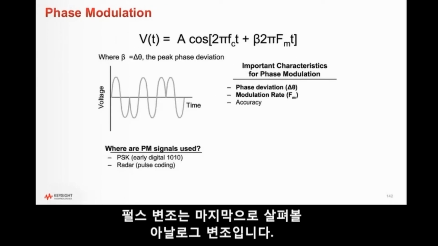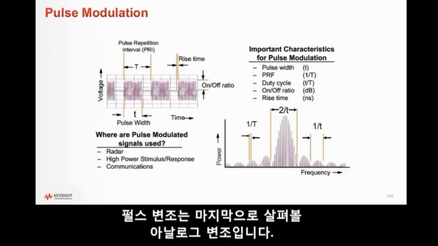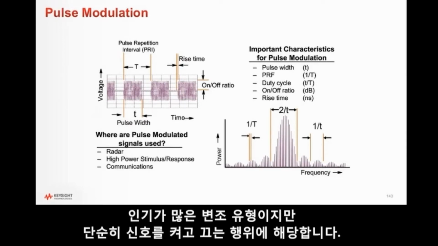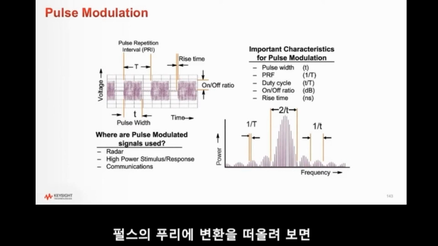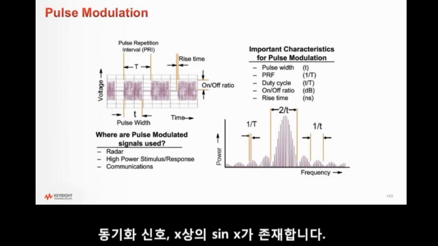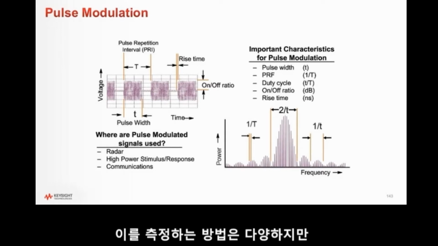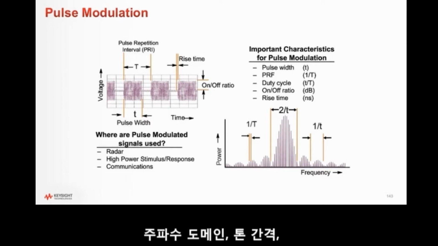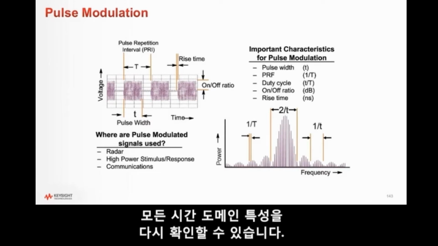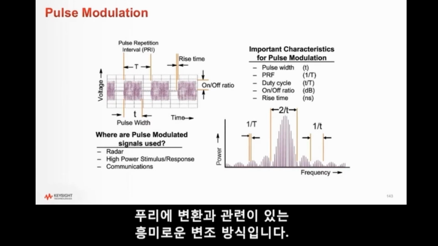Moving to pulse modulation, this is the last analog modulation we're going to talk about. Popular type of modulation, but you're just turning your signal on and off. If you remember the Fourier transform of a pulse, you get a sinc signal, the sine x over x. And so when you do pulse modulation, you get your carrier and you get this sinc response. There's a lot of ways to measure this, but you can get back to all your time domain characteristics by looking at the frequency domain, the spacing of the tones and the spacing of the nulls. So it's an interesting modulation for thinking about the Fourier transform.